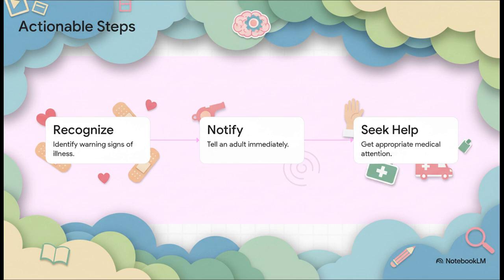Step 1, recognize the warning signs in yourself or a friend. Step 2, notify an adult immediately. And Step 3, the adult will help seek medical attention if necessary. By teaching these exact steps, the teacher is developing the students' habits that support personal health and safety. When you're planning your own health education lessons, this is exactly the kind of clear, empowering framework you're going to want to provide for your students.